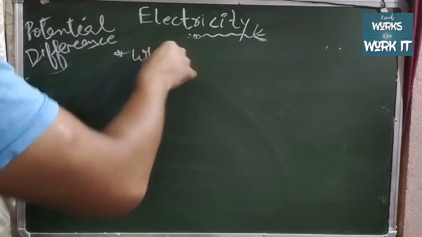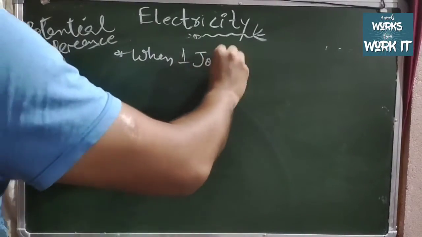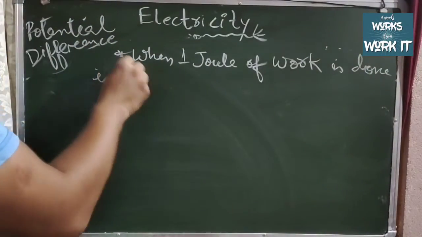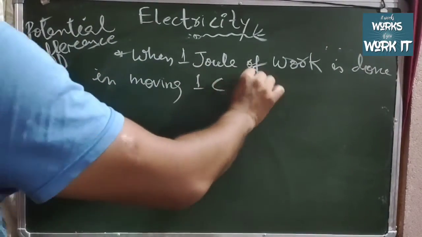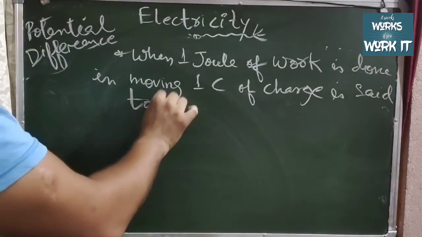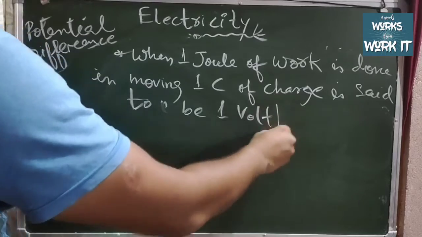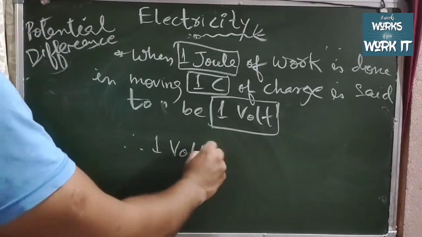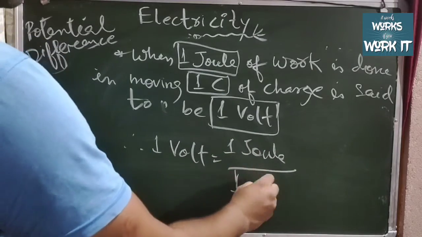Now we will discuss the definition of 1 volt. What do we mean by a potential difference of 1 volt? It is when 1 joule of work is done in moving 1 coulomb of charge. That is 1 volt. So in short form we can write 1 volt is equal to 1 joule by 1 coulomb.